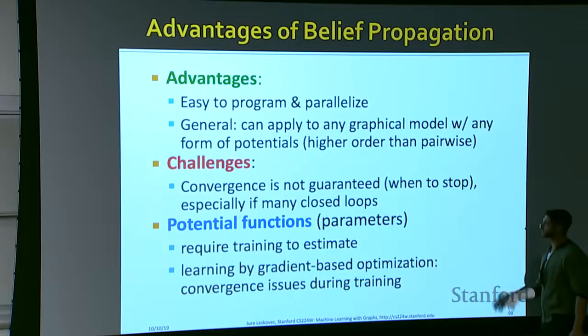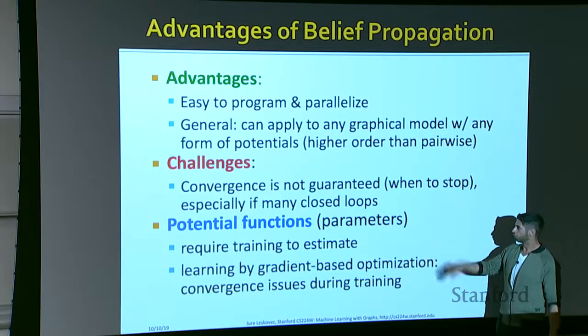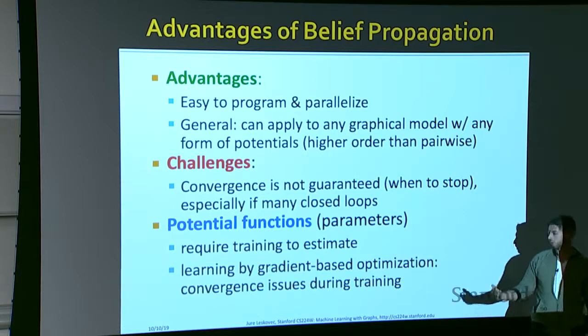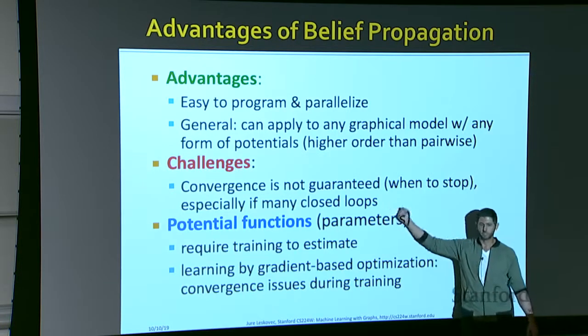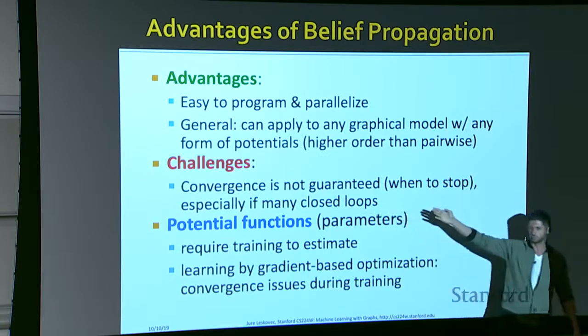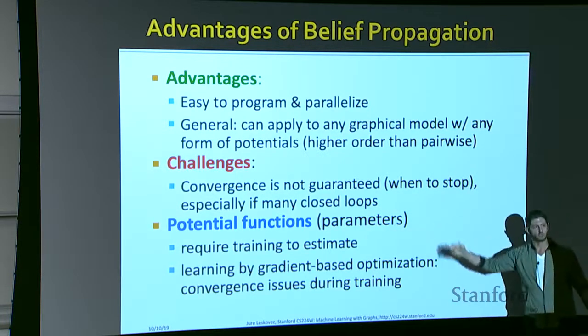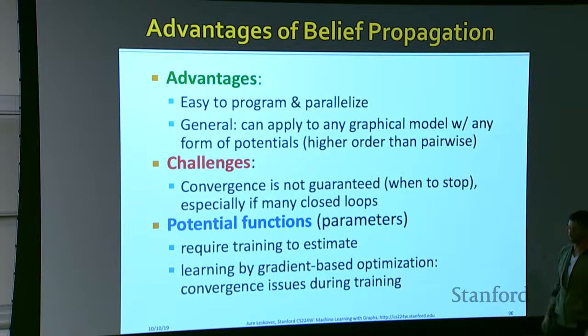The challenges are similar to what we talked about before. Convergence is not guaranteed, especially if there are a lot of closed loops. So one trick that I can recommend here, which we have studied since the first week: check what the clustering coefficient of your graph is. If it's very high, possibly loopy belief propagation is not the right technique to use, okay?